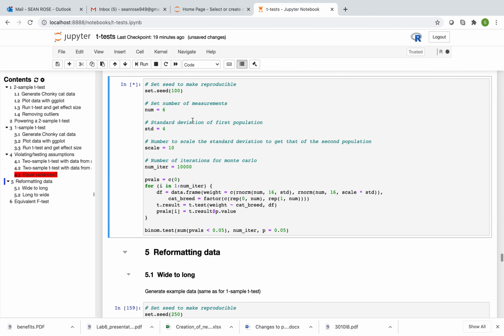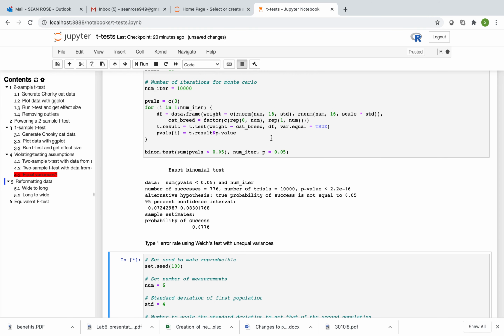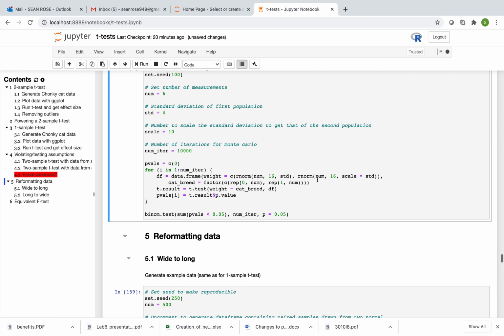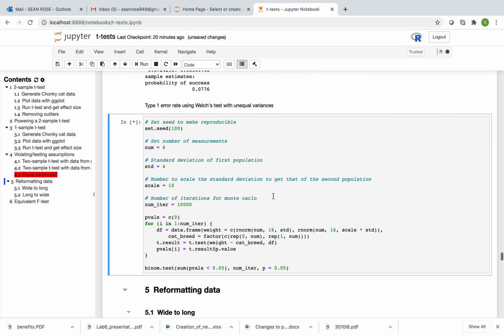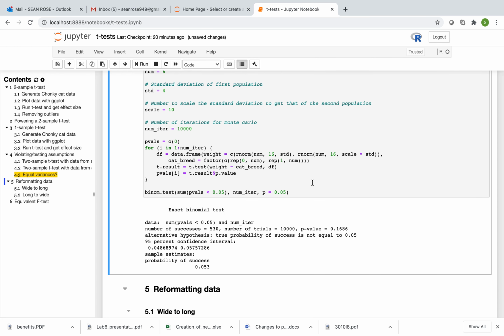to try to account for these unequal variances. So the only difference between this code block and the last code block is that I got rid of this little flag, var.equal = TRUE. That's no longer in the call to t.test. And we're going to see what that spits out.